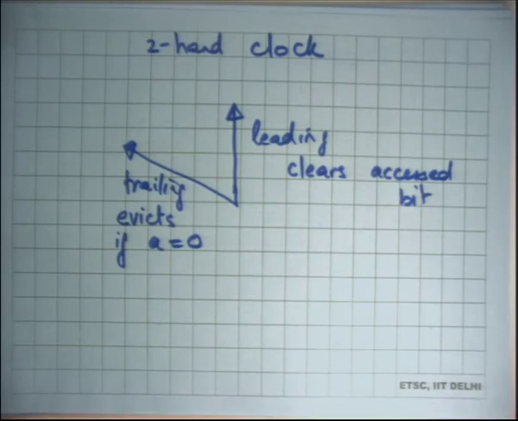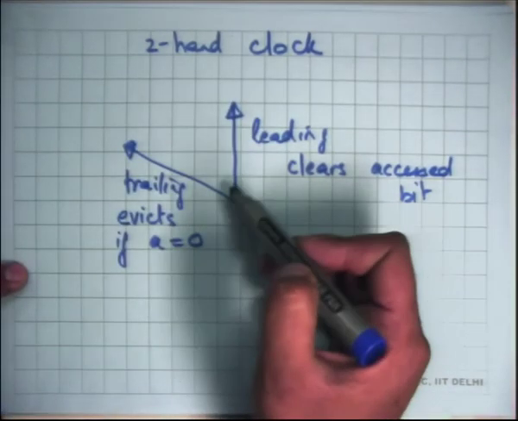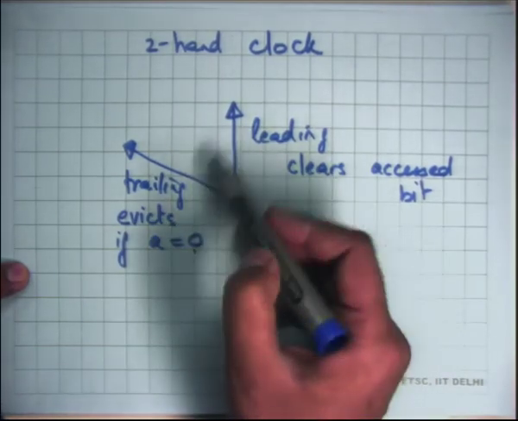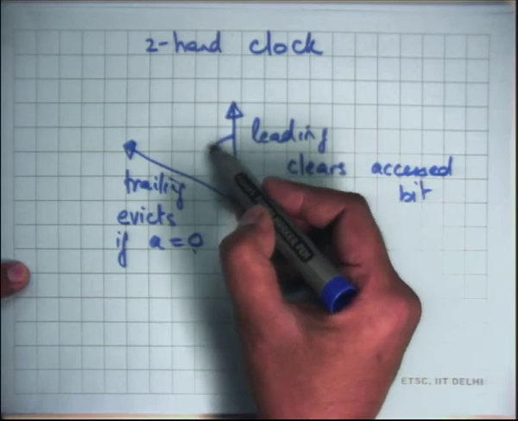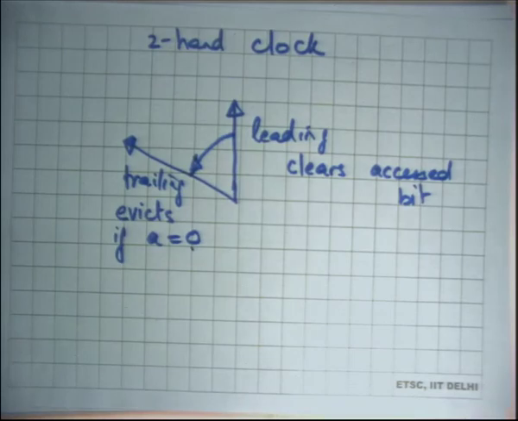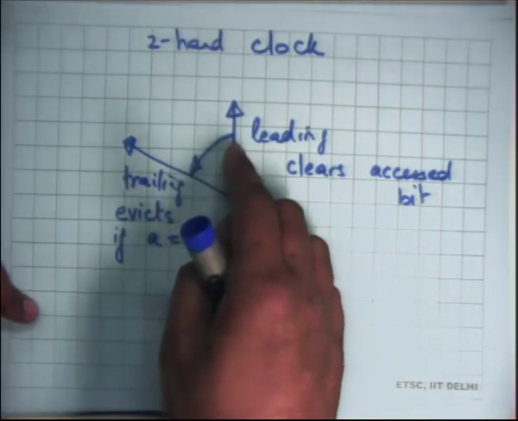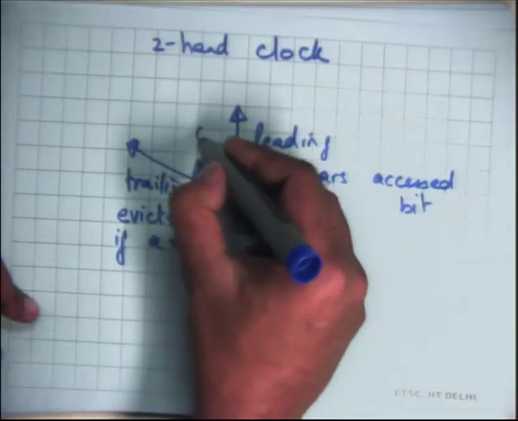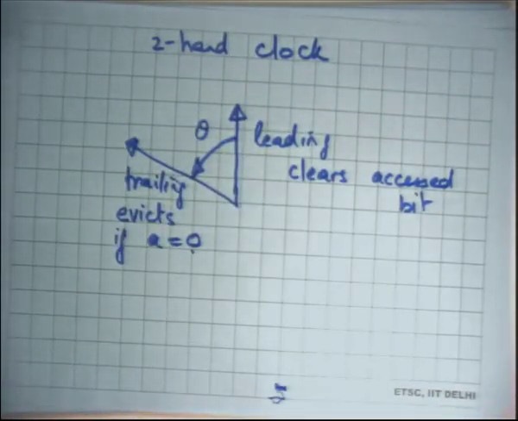So what have you done here? You have said that the leading edge clears the access bit and the trailing edge evicts if the access bit is equal to 0. So the page will get evicted if it does not get accessed in this interval. In the one-hand clock, the page would get evicted if it was not accessed in one revolution. Here this angle is fixed. Let's say this angle is theta. Whenever the leading edge moves, the trailing edge moves along with it, and so a page gets replaced if it was not accessed within this theta interval.